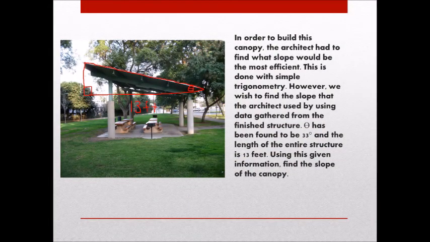Here we have another problem to go with the canopy you just saw that was built with the power of math. In order to build this canopy, the architect had to find what slope would be the most efficient. This is done with simple trigonometry. However, we wish to find the slope that the architect used by using data gathered from the finished structure. Theta has been found to be 33 degrees, and the length of the entire structure is 13 feet. Using this given information, find the slope of the canopy.